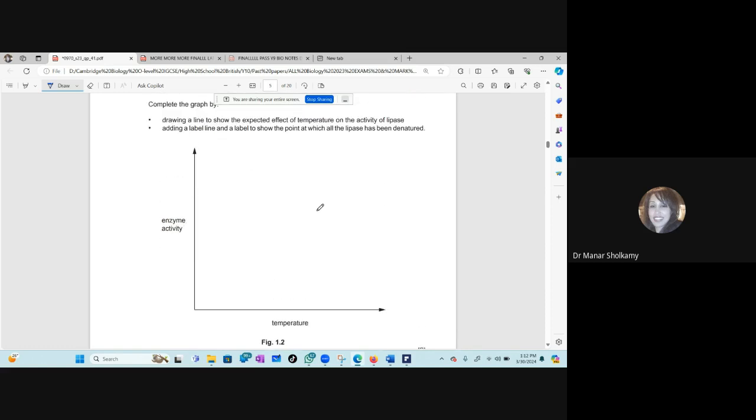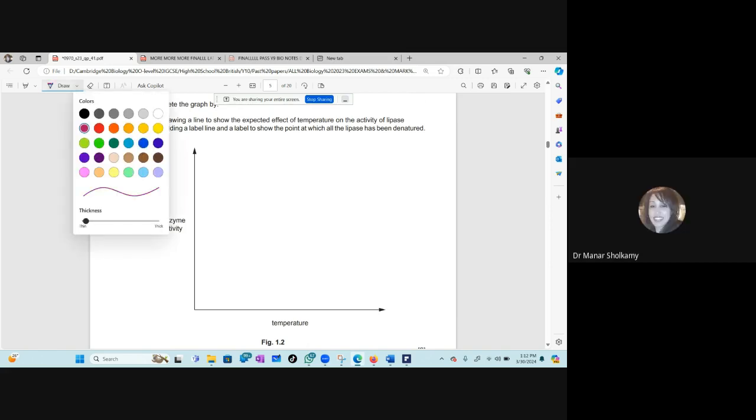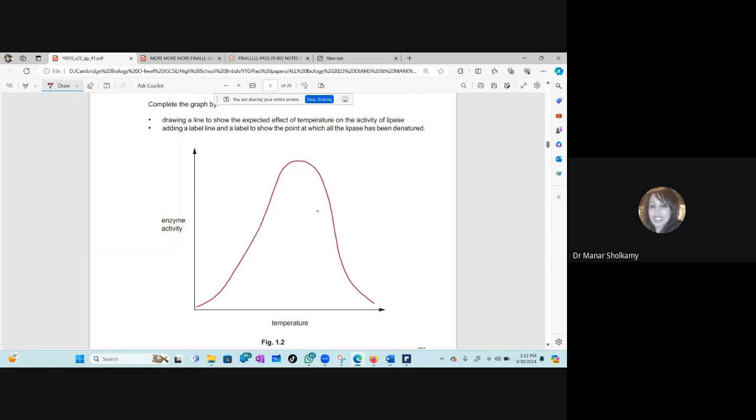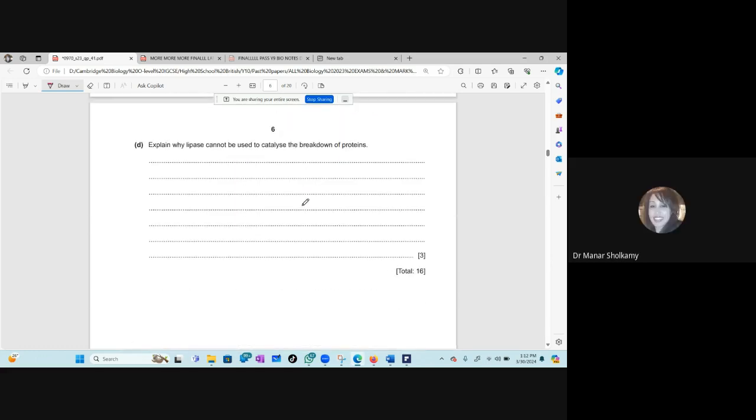Now, I think you are very familiar with this graph. How will the graph look like? Curve down. It will look like a hill like this. And then here, draw a line to show the effect of temperature. And then we will add a label line and show the point at which all the lipase has been denatured. Which point? A, B, or C? C. Of course, I'll make here a line and I'll give them what they want. Very easy question.